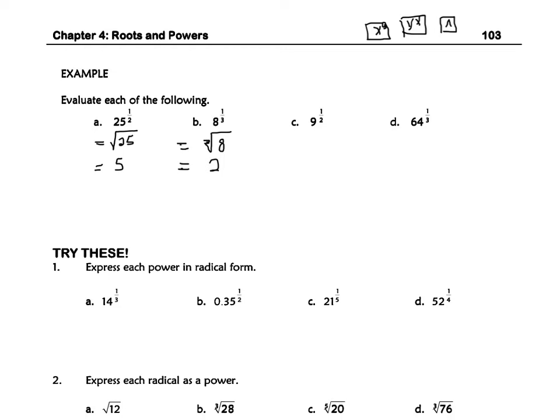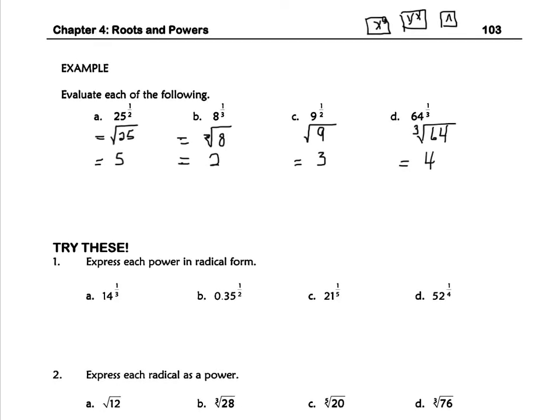And 9 to the half, using our definition, means the same thing as the square root of 9, which is 3. And the last one there, 64 to the power of a third, means the cube root of 64, which is 4.